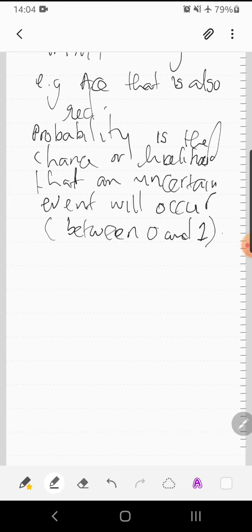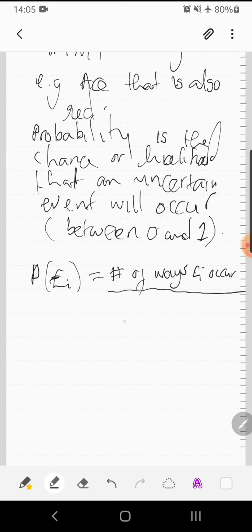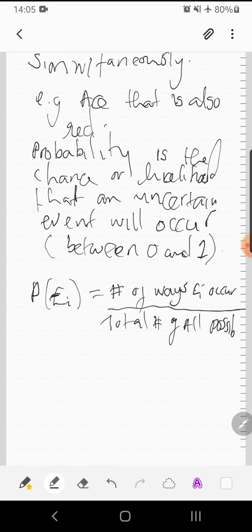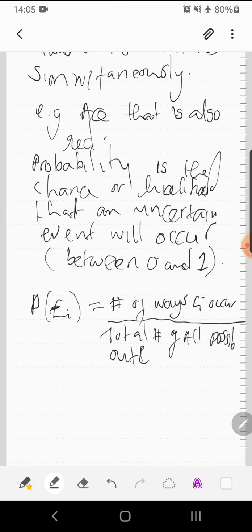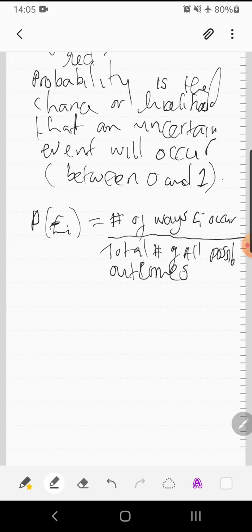Now we use the formula. The probability of event Ei, it can be E1, E2, we're just saying an event, is equal to the number of ways Ei can occur over the total number of ways, or total number of all possible outcomes. This is the formula for probability.